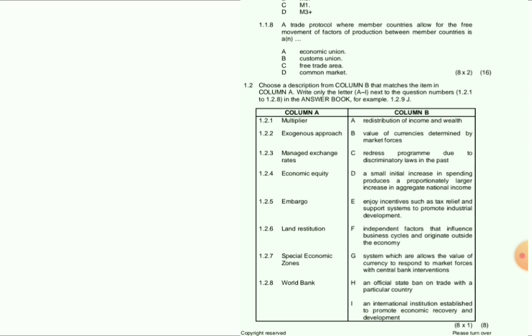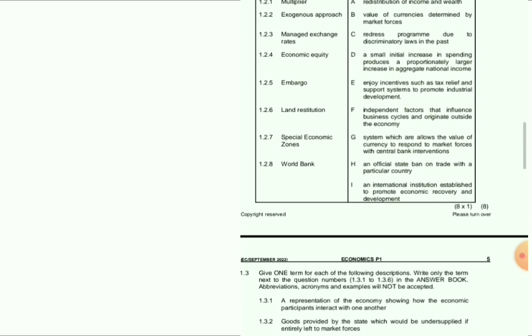Choose a description from column B that matches the item in column A. Write only the letter A to I. You all know how to choose here. So without wasting time, let's begin.